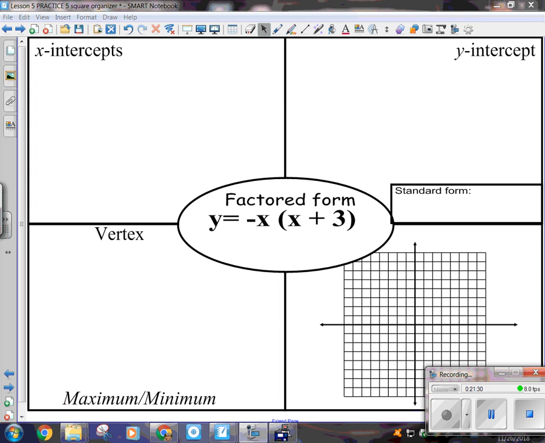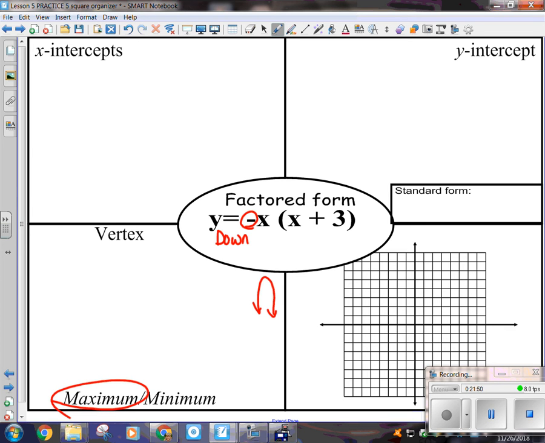Next question. Turn up or turn down? This one turns down. This negative right here means it turns down. Okay, so it's going to look like that generally. Max or min? Maximum or minimum? Maximum. So I know I'm looking for a high point. How many parentheses do I have? 1. But how many x's do I have? 2. So guys, that means I have 2 x-intercepts. So if you set this equal to 0, you do. You do, it repeats though. Okay, let me ask you a question. I have 2 x's. Could I, if I wanted to, actually write that as x plus nothing?